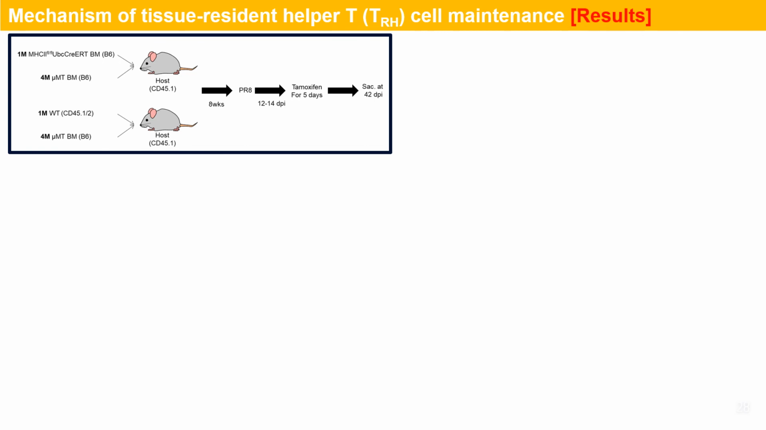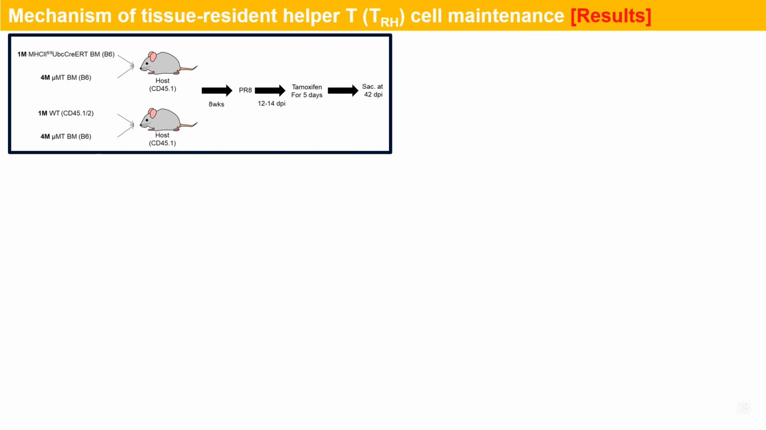The final question is which cell type is the main source for providing MHC class II signaling to TRH cells in the lung tissue. To answer this question, I generated mixed bone marrow chimera mice based on the MHC2 flox UBC-Cre-ERT2 system. One irradiated mouse group received MHC2 flox UBC-Cre-ERT2 bone marrow and μMT bone marrow at a 1:4 ratio. μMT mice generally have no B cells.